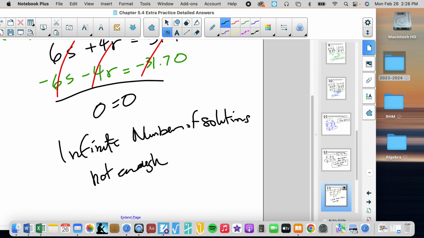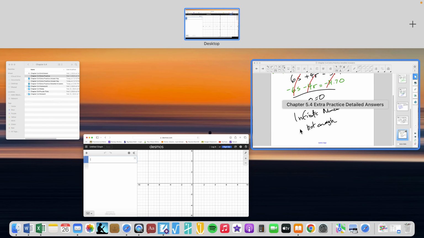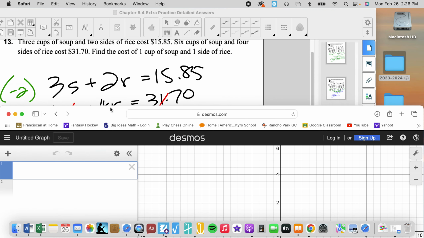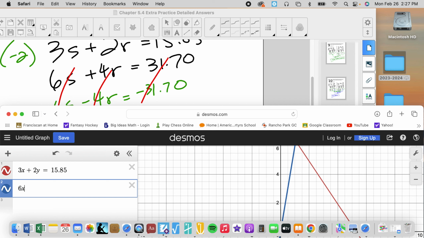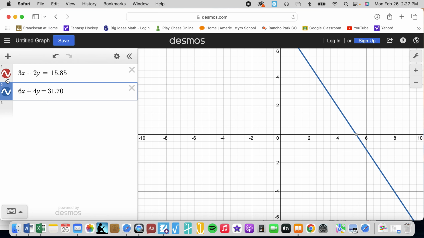And the reason being is, let's show, if we graph this, let's go to Desmos. Let's write both of these equations. We'll use x. 3x plus 2y equals 15.85. And then we can do, what is it? 6x plus 4y equals 31.70. Same line. Notice they're the same. If I turn off the blue, you see the red is right underneath it.